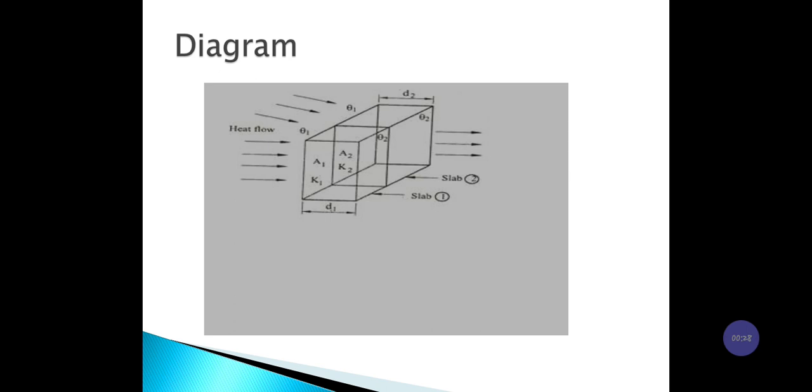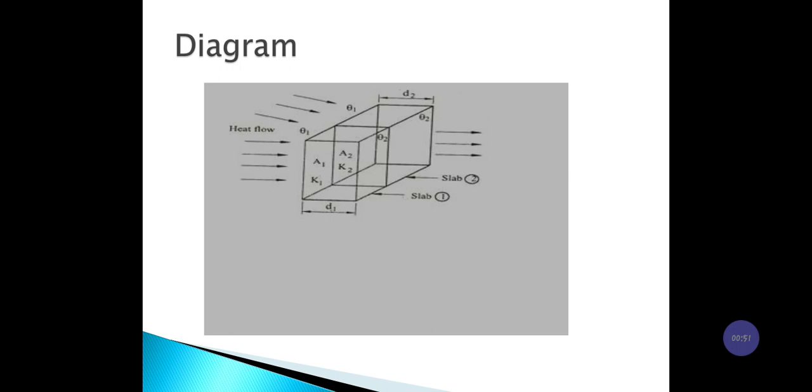See the diagram here? It consists of two composite slabs. The two composite slabs are made up of two different materials. So slab 1 and slab 2. A1, A2, K1, K2, theta 1, theta 2, D1 and D2. What are all the notations? Let us see that one by one.